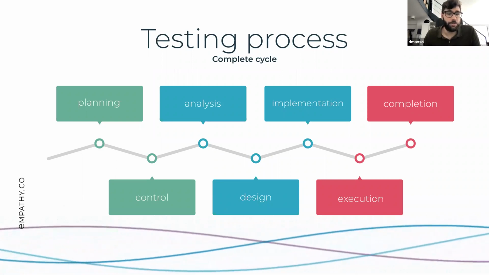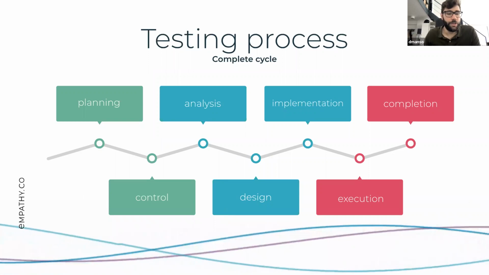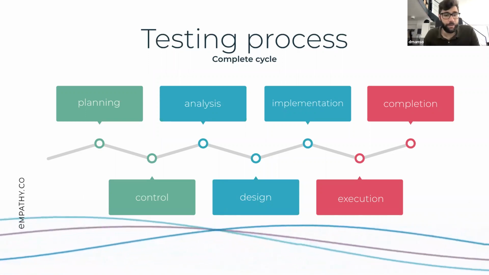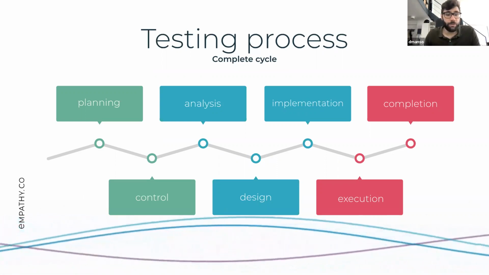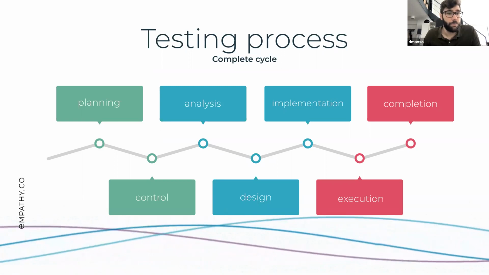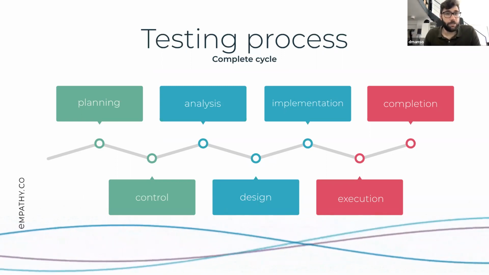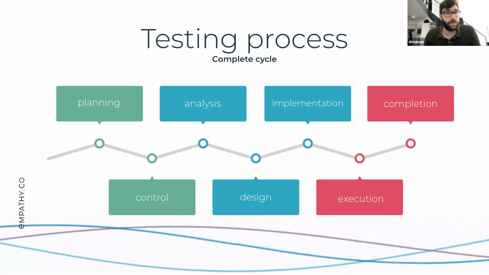Second, control and monitoring, to discuss the results from metrics, to review the process regarding the plan defined in the previous step, and to change everything if something is not working well. Third, analysis, to determine what to test, the requirements and the specifications.